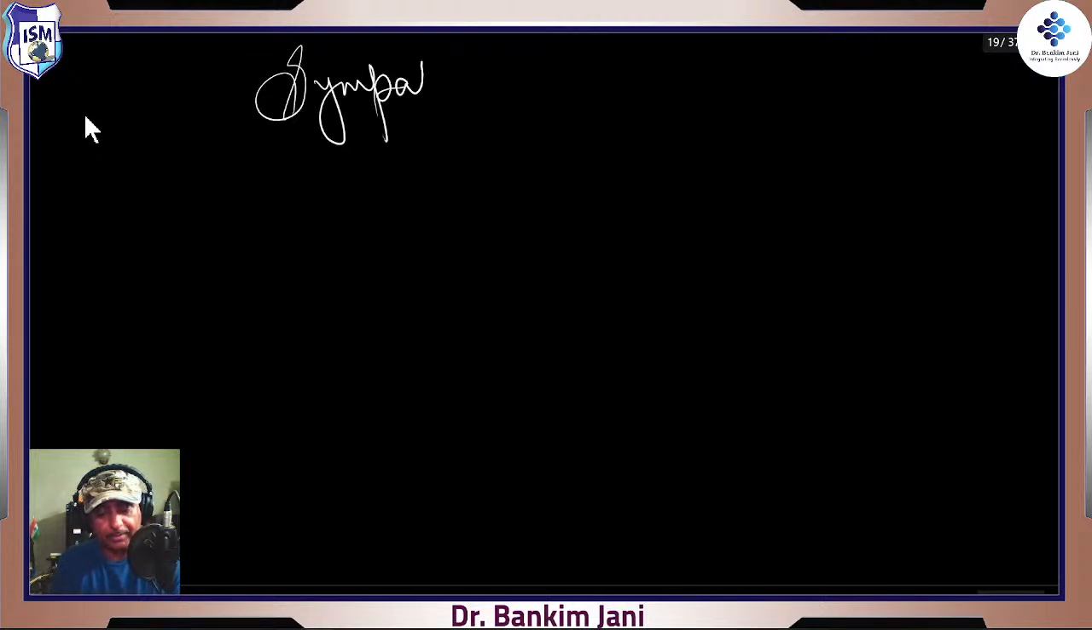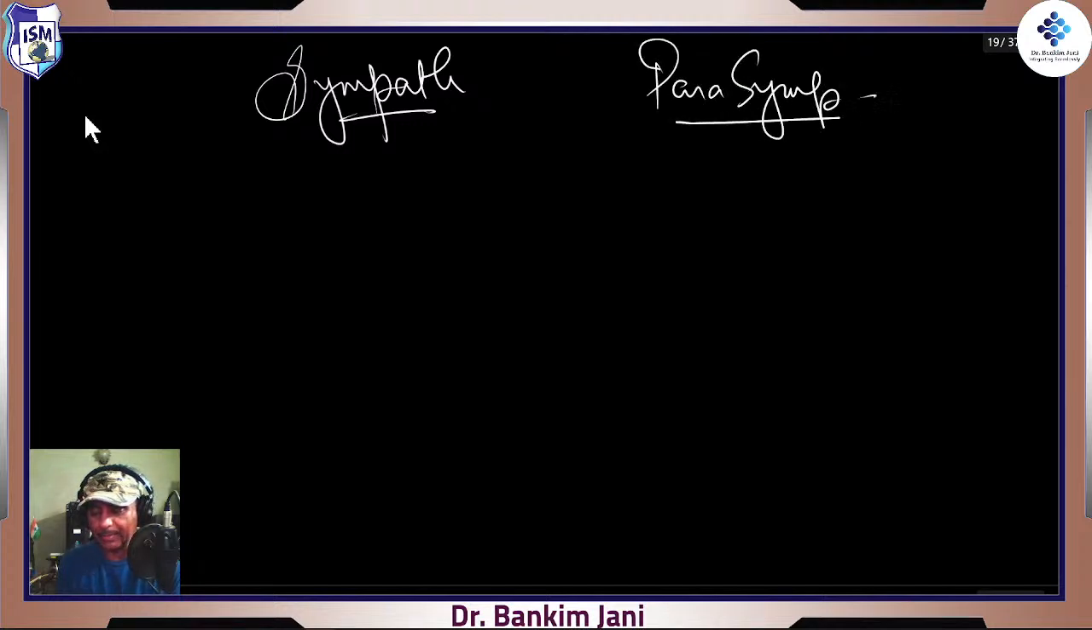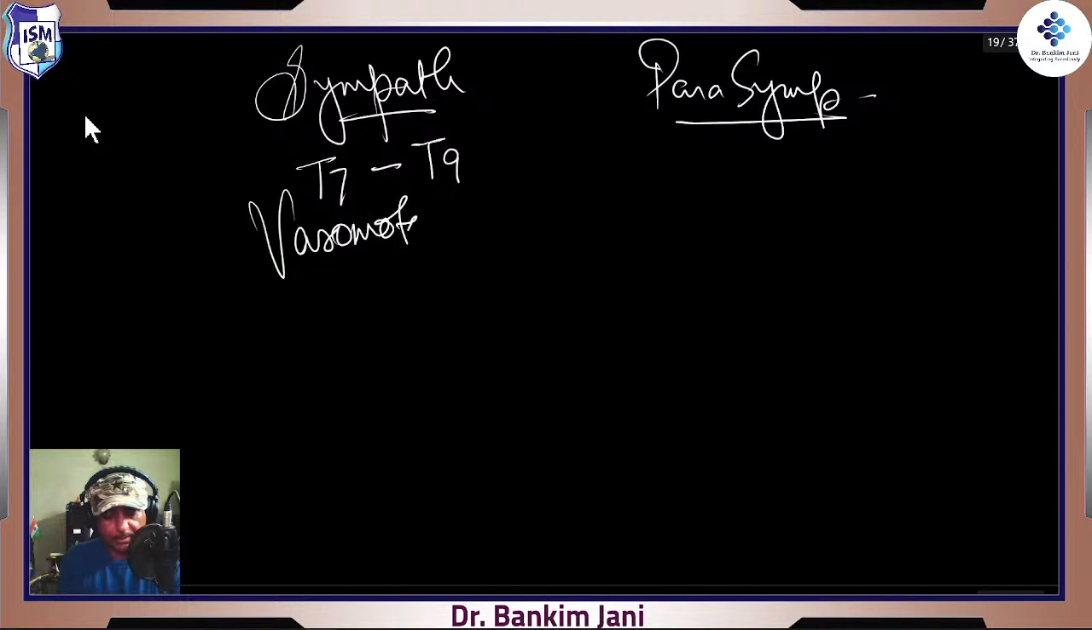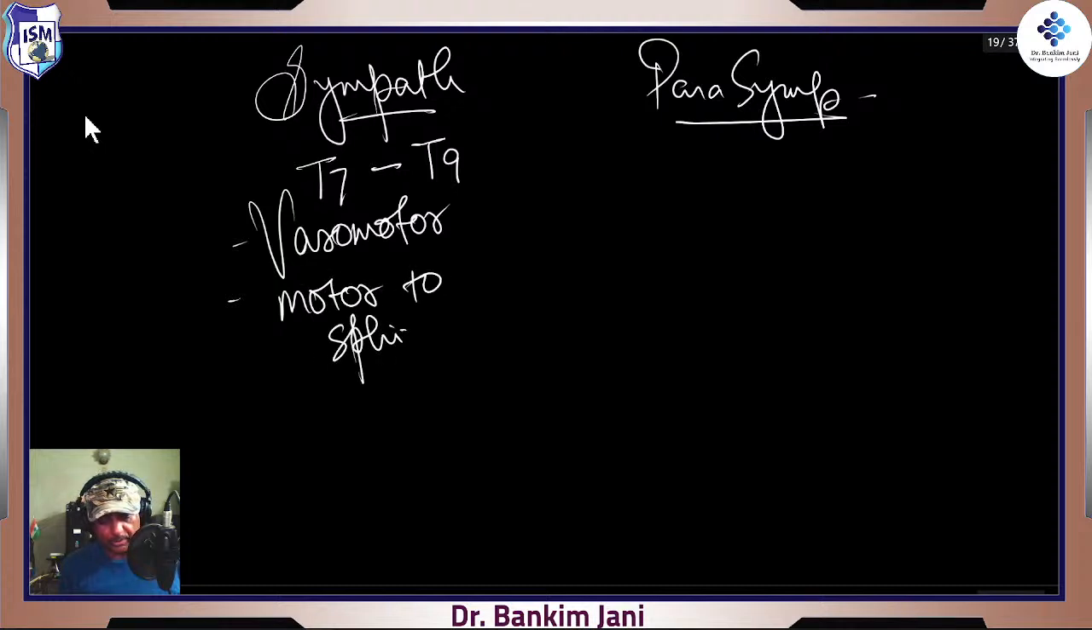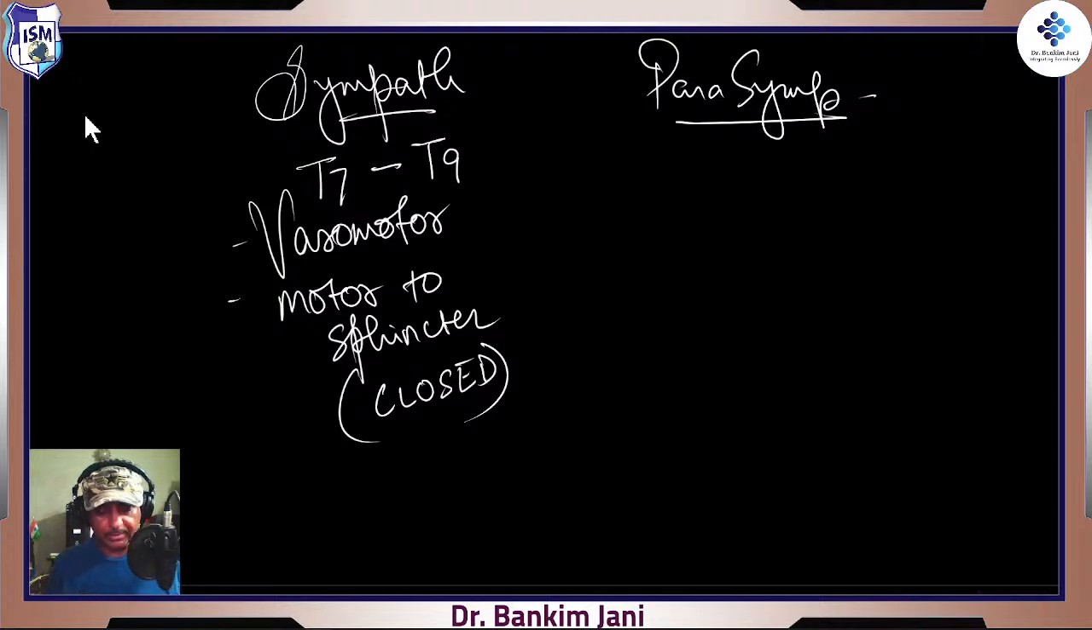Sympathetic, very standard, and the parasympathetic, right? And we know this part. Sympathetic for stress, T7 to T9. This is vasomotor, correct? Vasomotor. And it is motor to sphincters. So it will say, okay, all sphincters close, right? So sphincters are closed, because there is no need. Right now, it is a stressful situation. So there is no need for them to do any of the digestion.